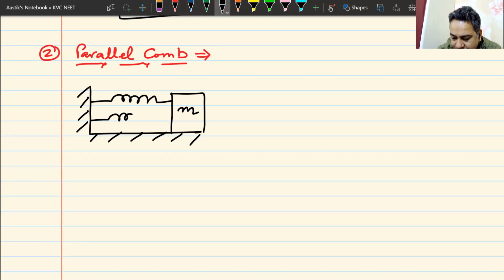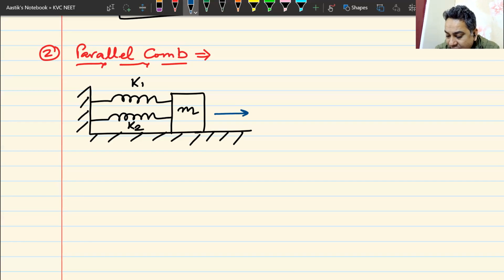In this case, the springs would be connected like this. If I call the upper spring K1 and the lower spring K2, K1 and K2 are the 2 springs attached like this. And let us assume that I have moved, okay, wrong color. I must choose a different color. If I moved this block by X, again, I'm extending it just for simplicity. I have extended it by X.